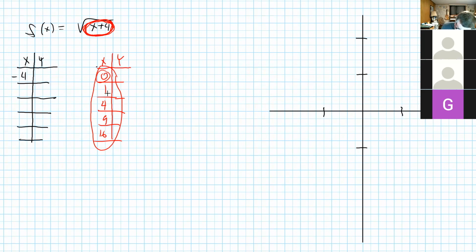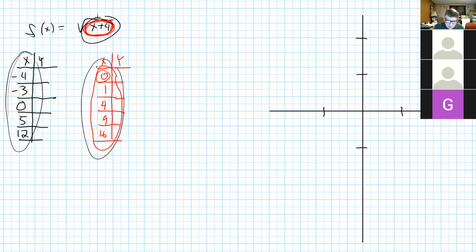-4. What's 1 minus 4? -3. -3. What's 4 minus 4? 0. 0. What's 9 minus 4? 5. What's 16 minus 4? 12. Now, by taking these values and subtracting 4 and getting over here, now when I put these in here, the first thing I'm going to do is add 4 to them, right?